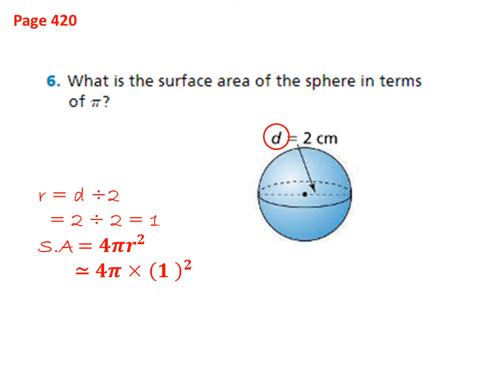And instead of r, 1 squared. Now 1 squared is 1, multiplied by 4 is 4 pi. So the final answer is 4 pi square centimeters. Are you happy with this? Yes? Okay.